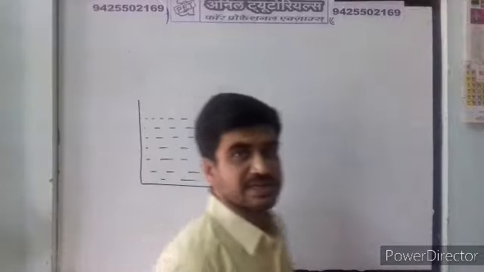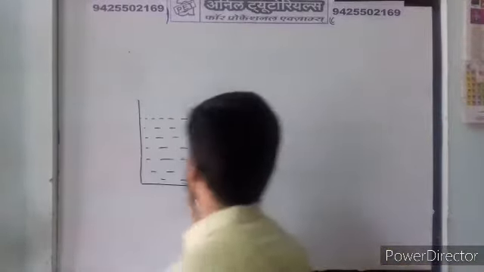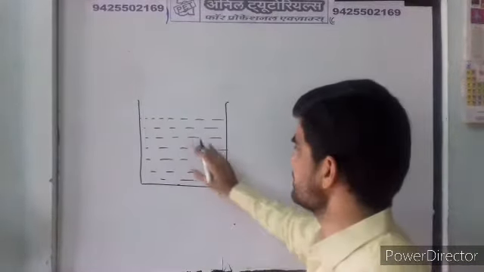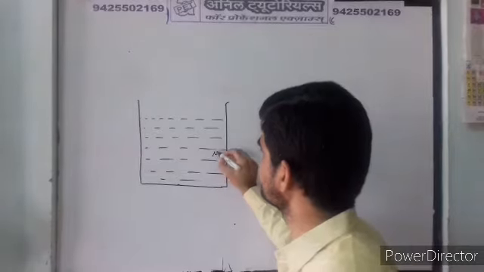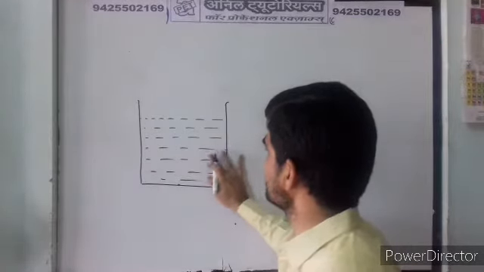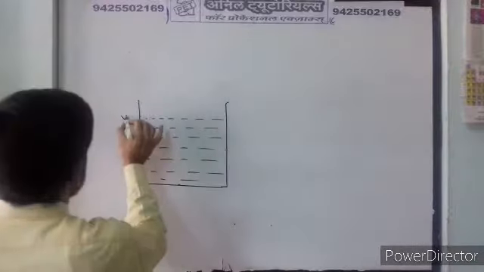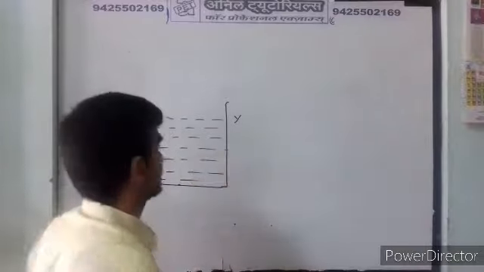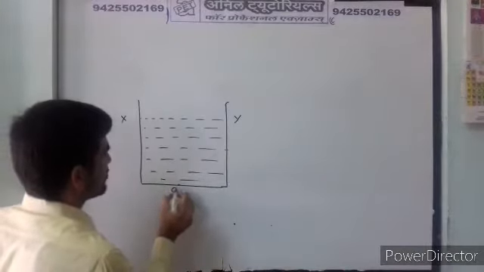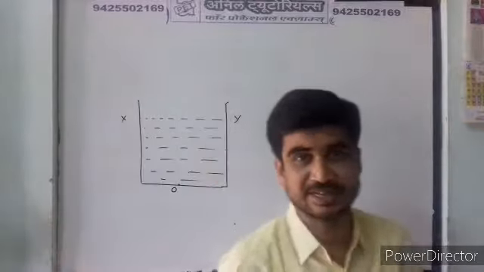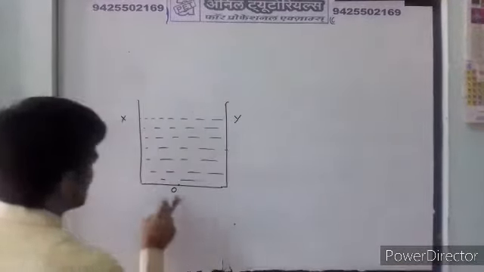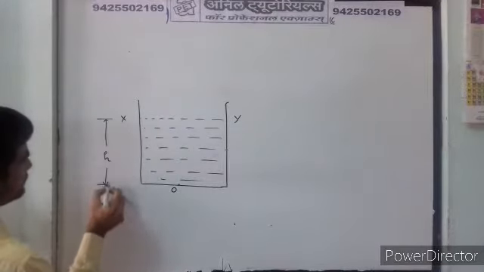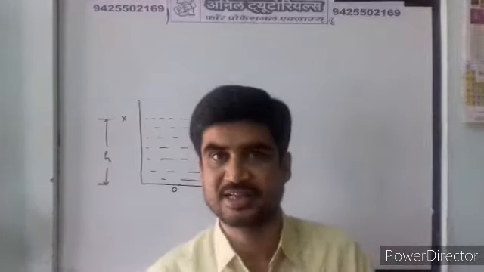Suppose an object O is kept at the bottom of this container and it is filled with water. The refractive index of this denser medium, the water, is mu. Say XY is the common surface. Here is the air, here is the water, the denser medium. Now an object is kept here. Say O is a point object, kept at the bottom. So children, you know what the actual depth is? We can say its actual depth is h.